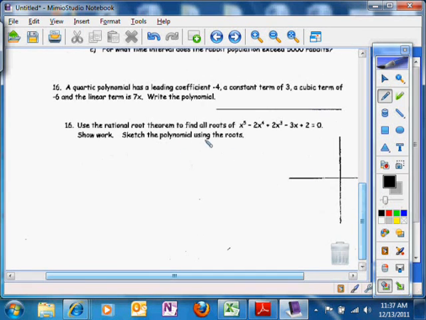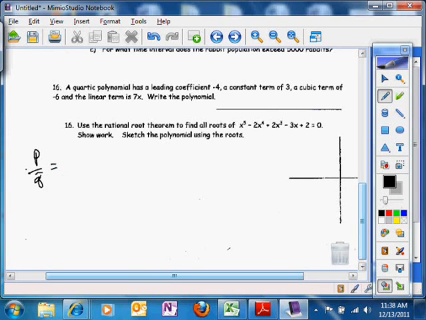Use the rational root theorem to find all the roots. That's where we're going to do some P's and Q's and some synthetic division or remainder theorem, whichever one you choose. Remember, it says find all the roots, not all the possible roots. All the possible roots are the P over Q. P over Q is going to be all of the possible roots.